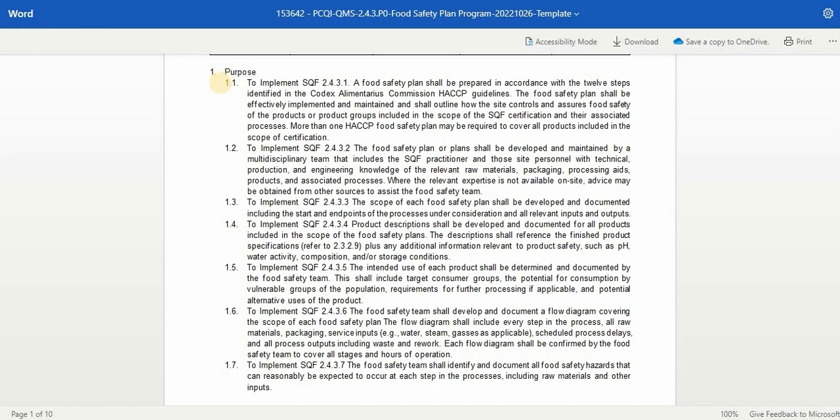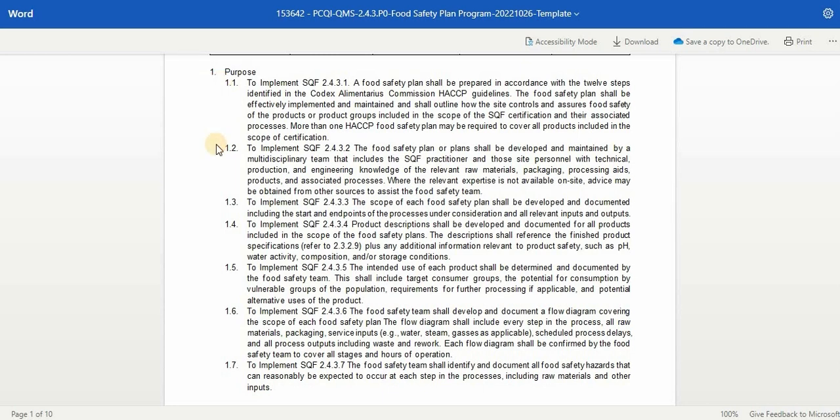First, to implement SQF 2.4.3.1, a food safety plan shall be prepared in accordance with the 12 steps identified in the Codex Alimentarius Commission HACCP guidelines. The food safety plan shall be effectively implemented and maintained and shall outline how the site controls and assures food safety of the products or product groups included in the scope of the SQF certification and their associated processes. More than one HACCP food safety plan may be required to cover all products included in the scope of certification.